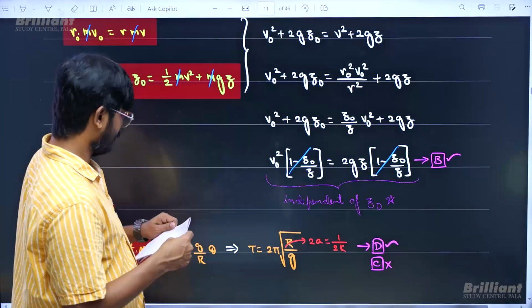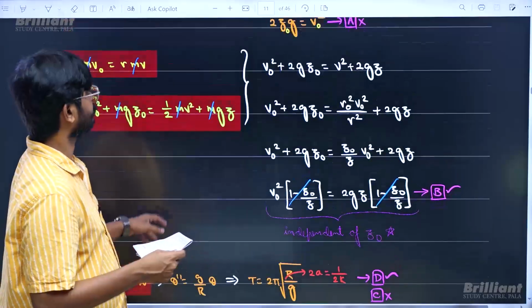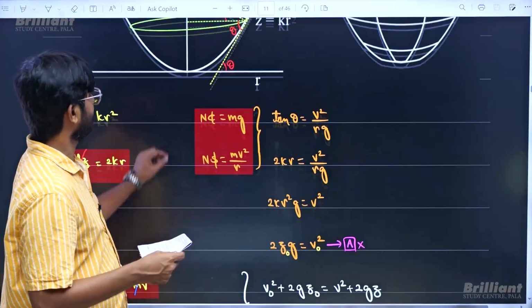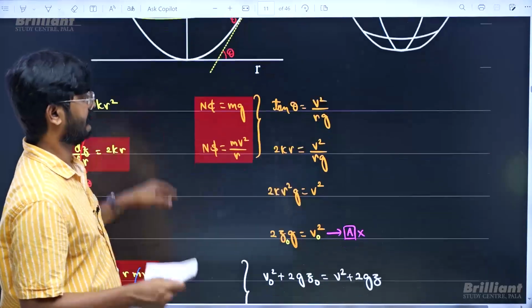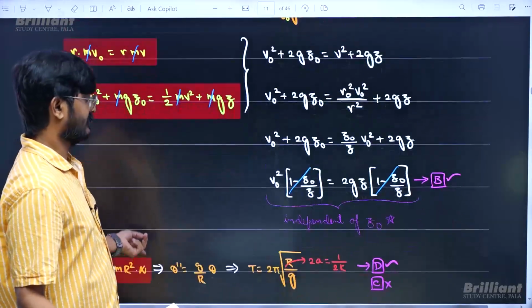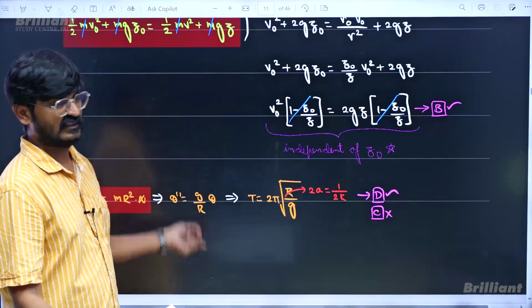Then options C and D, it is simply an SHM question. In options C and D, if you just take it slightly here and leave it, it is going to perform SHM, and what is the time period? Basically, that is going to behave like a small circular arc.